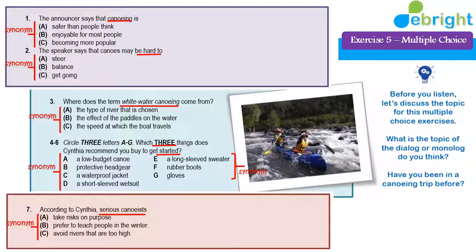Great. Let's check first for the answers for number 1 and number 2. The announcer says that canoeing is C, becoming more popular. How come? The synonym, more and more people are getting involved, is clearly heard in the audio. Let's try number 2. The speaker says that canoes may be hard to balance, difficult to balance, unstable on the river.